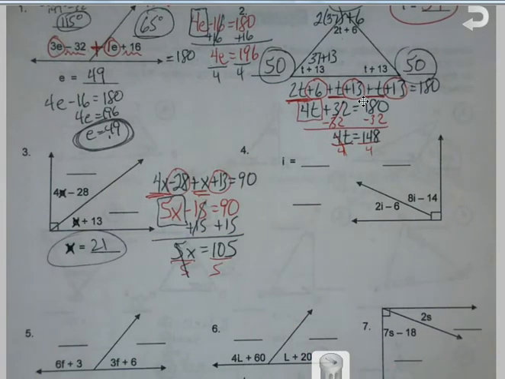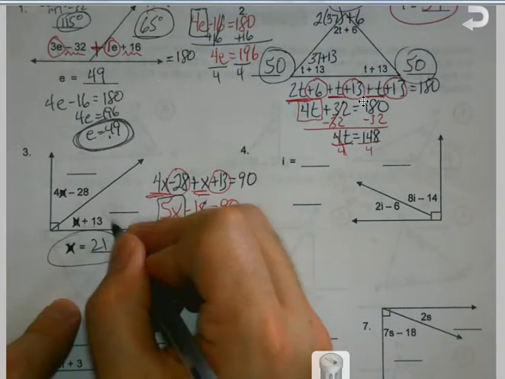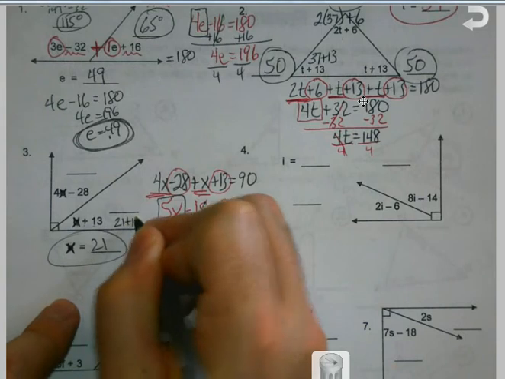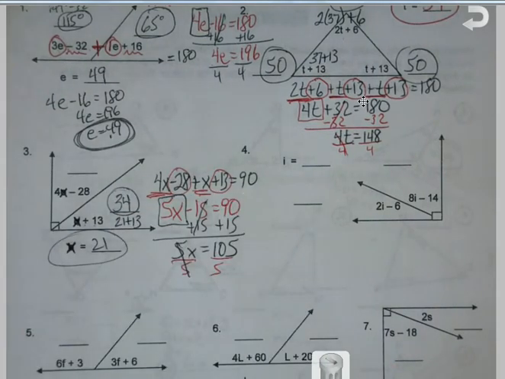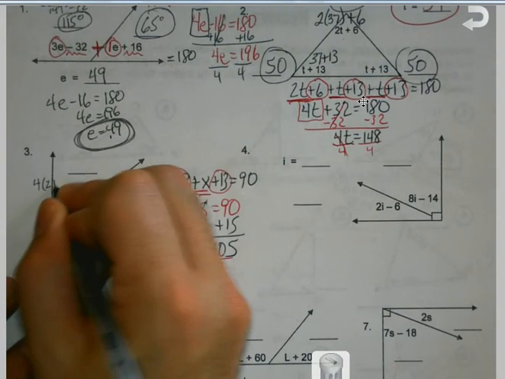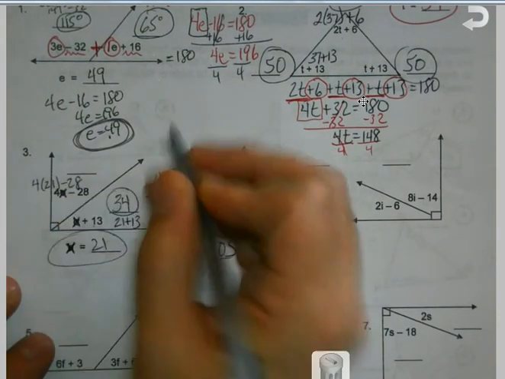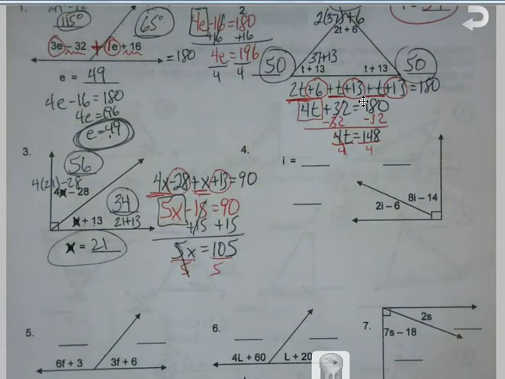Okay, so now I got to figure out my angles. So I look and I go, okay, this one just says x plus 13. 34. It is, because 21 plus 13 is 34. And then I just plug in this one for the other one. That's 56. Plug that in and I'm good. So that's how these are going to work on this side.